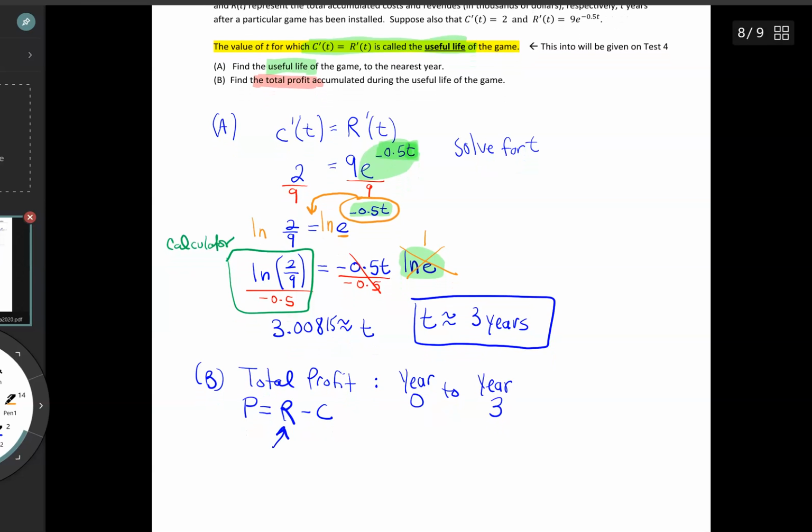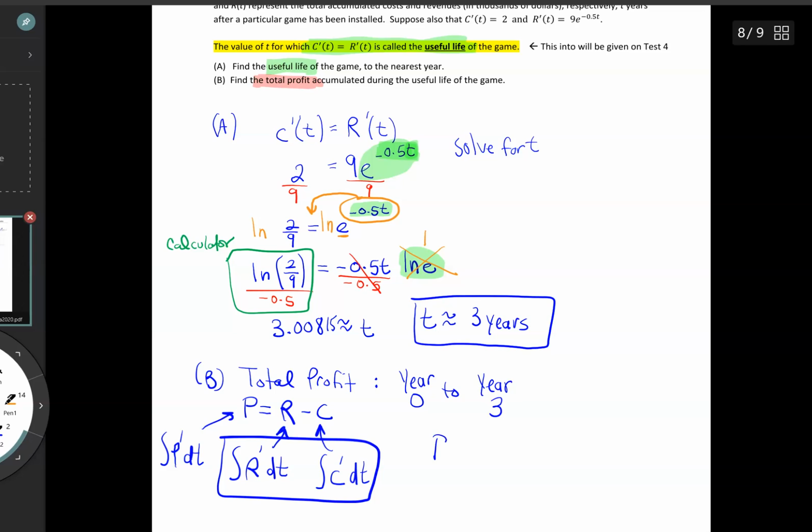So I can find revenue if I take the integral of r prime. And I can find cost if I take the integral of c prime. And I can find profit if I take the integral of p prime. Like, you could just work backwards. So I can combine these. I know r prime, I know c prime. So if I want to find my profit, I'm just going to take the integral of r prime minus c prime.